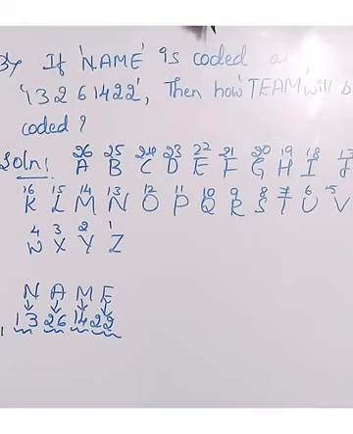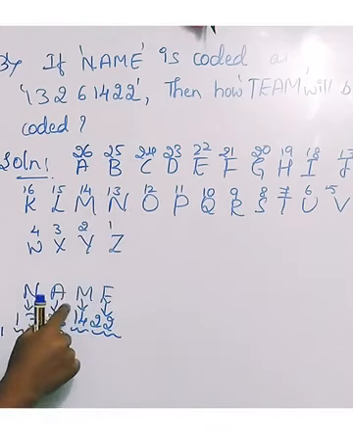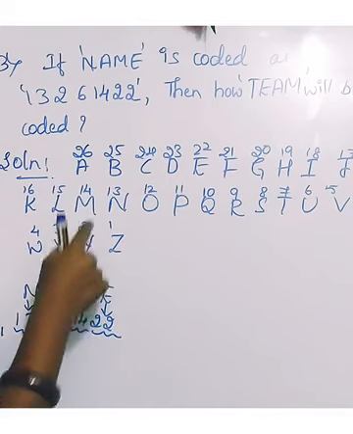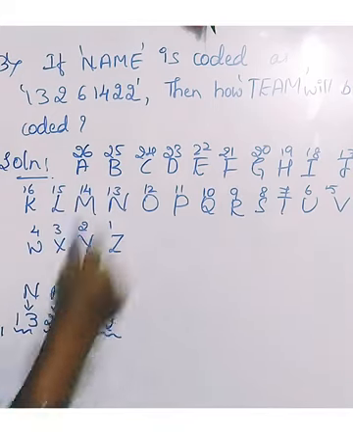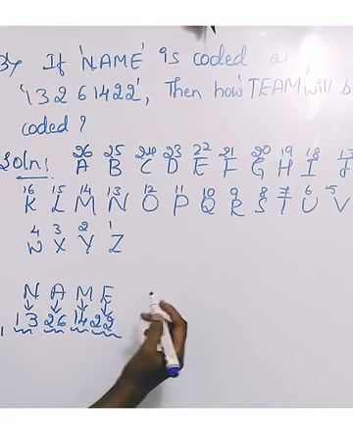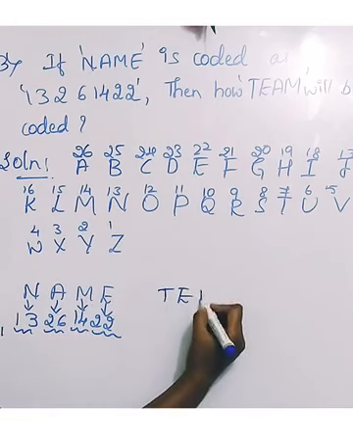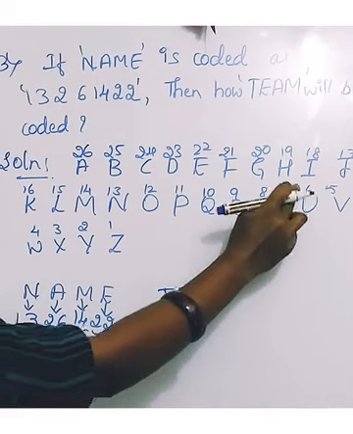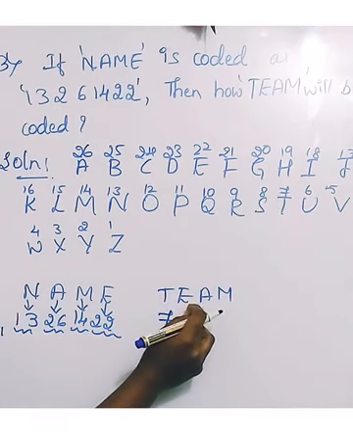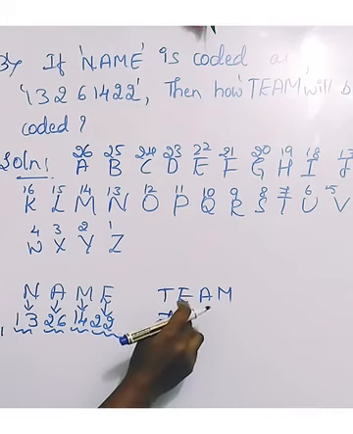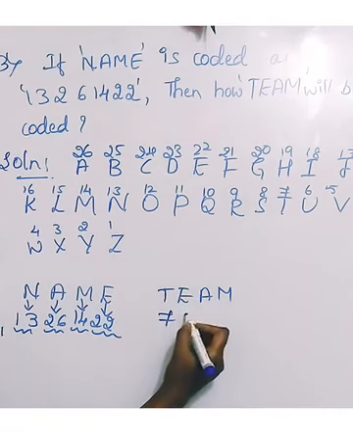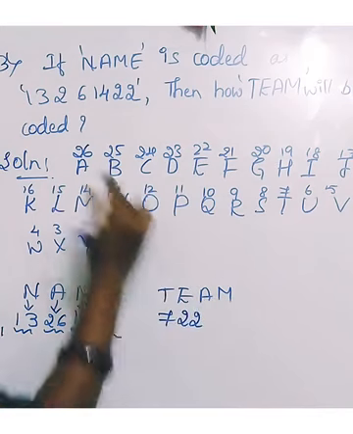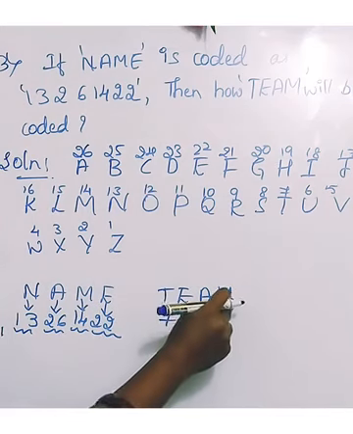See, the numbering system is completed. Now see here, for N you got 13, for A 26, for M 14, and for E 22. Now the same procedure we will apply for TEAM as well. T, E, A, M. For T, which number do we have? T is 7. And for E 22, for A 26, for M 14.